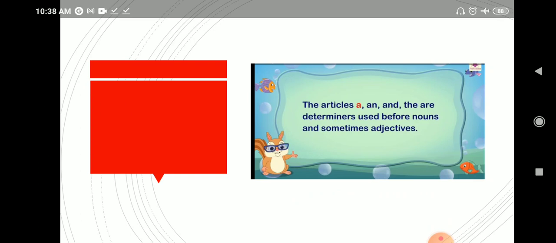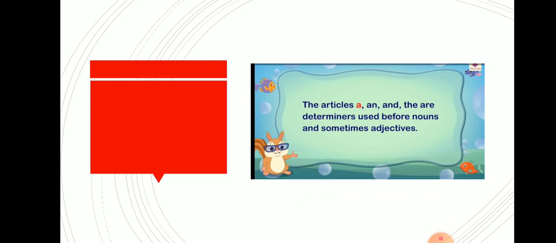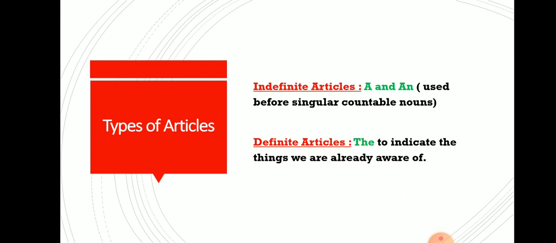We already know that there are three articles: a, an, and the. These are determiners used before nouns and sometimes before adjectives. There are two types of articles. The first one is indefinite articles, that includes a and an, and the second one is the definite article, that is the.